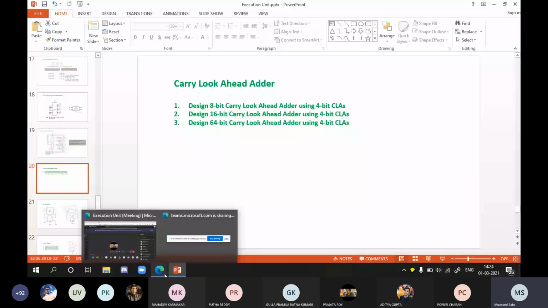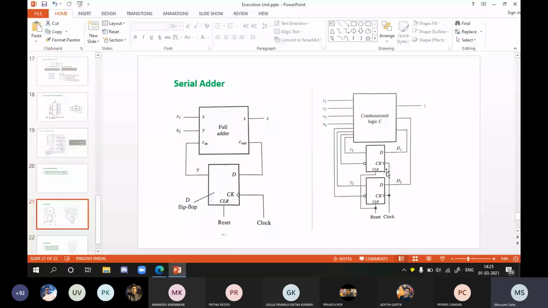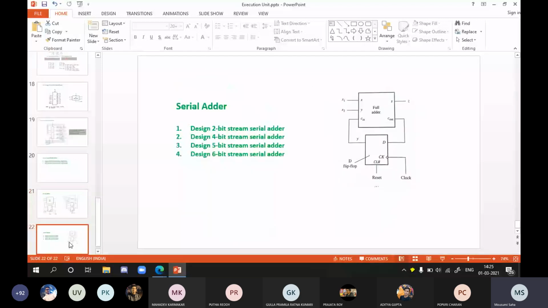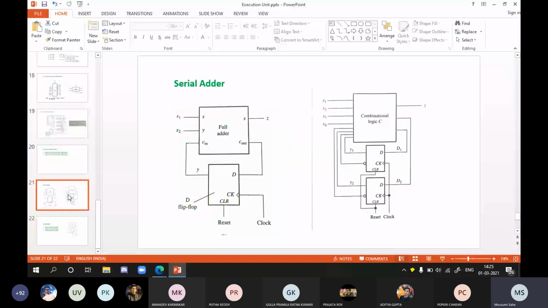But you will try this circuit. If you can't, then I will again explain. SR ma'am has already explained the 2-bit serial adder. With the help of the 2-bit serial adder, how you can design the 4-bit, 5-bit and 6-bit. You will try first, and there is another way you can design, that is directly with the help of the basic gates, but it is very cumbersome. It is a very tedious job.